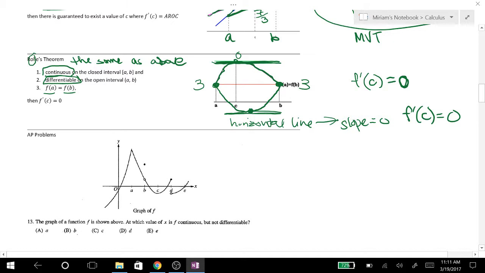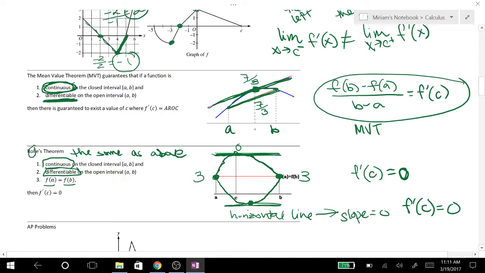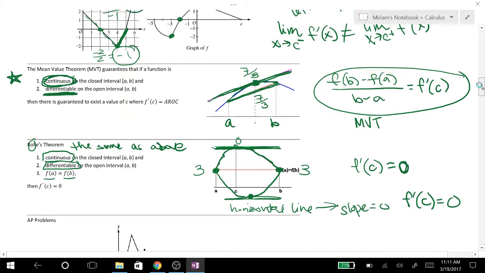Okay, so again, the only difference here is there are 3 conditions for Rolle's theorem. It's continuous, differentiable, and f of a equals f of b. Meanwhile, in the mean value theorem, all you have to say is it's continuous and it's differentiable. I'm putting a star here. I would put a star in your paper because this usually shows up in the AP exam.